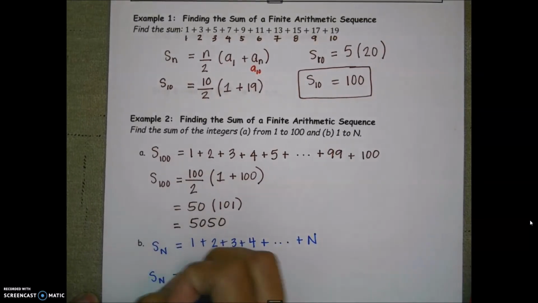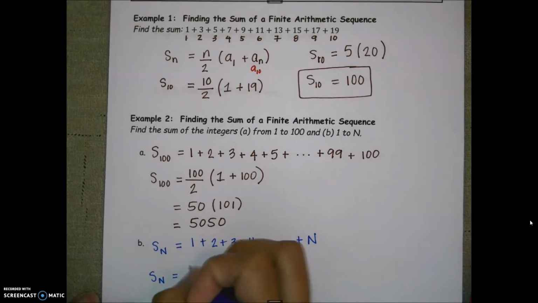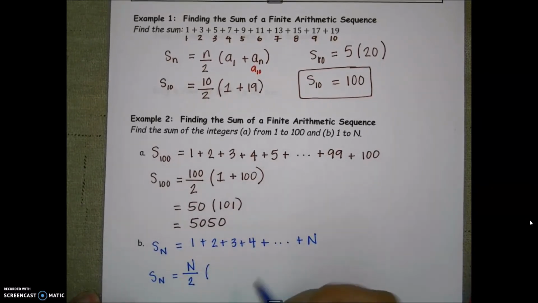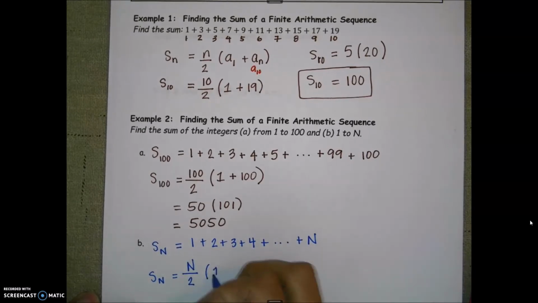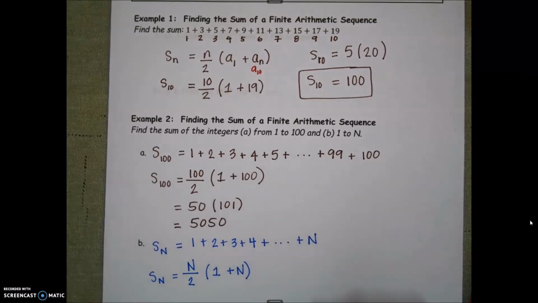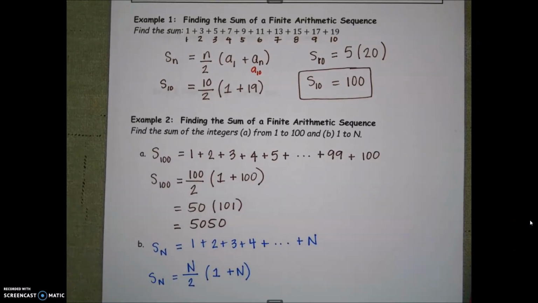S sub n is equal to, in this case, little n is big N, because we have n terms, divided by 2, times the first term in our sequence, which is 1, plus the last term in our sequence, which is a capital N. This is all that we can do to this problem. That is as simplified as it's going to get because we don't know what big N is. We don't exactly know where to stop. All right.